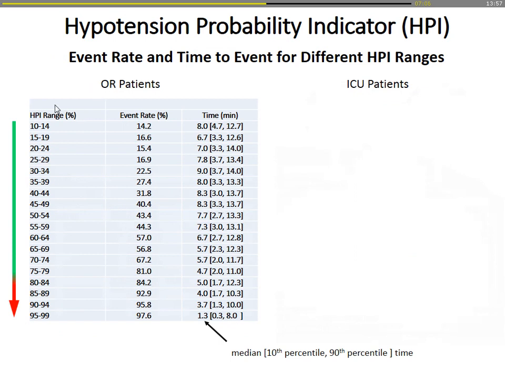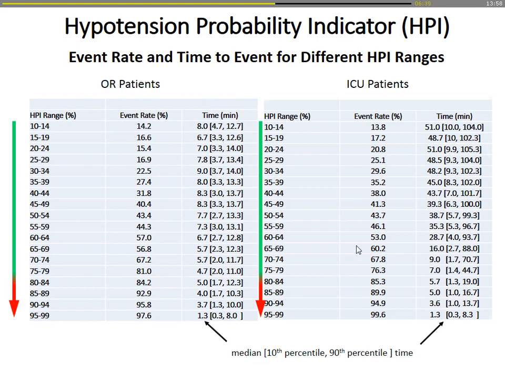Does it work? These are data from OR patients, and you can see this is the indicator telling you a high probability or a low probability. This is the incidence of the event rate increasing with the probability, of course, and this is the time before the intervention, the hypotension occurs. Of course, this is longer if the probability is low, and it decreases when the probability is very high.